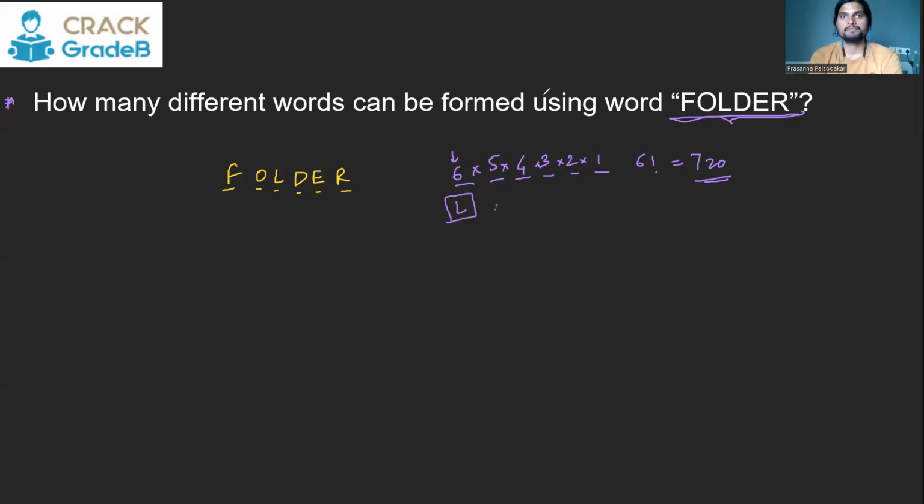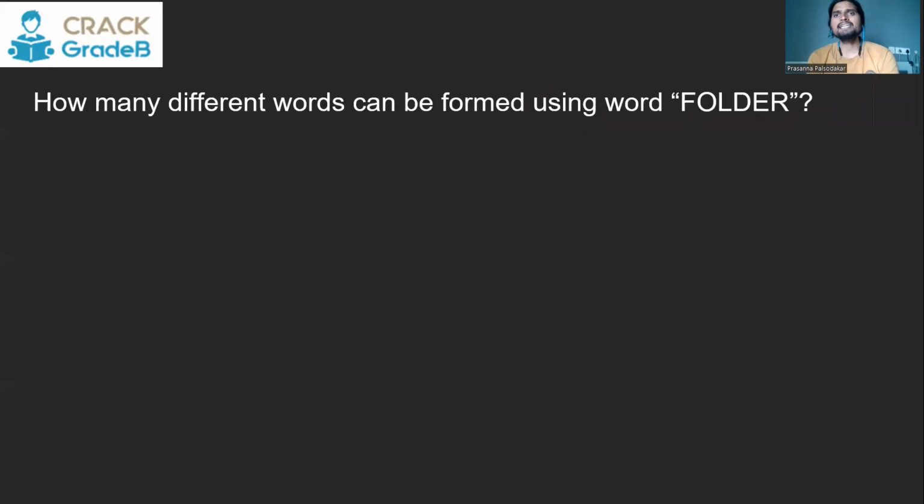I hope you got this. So basically, when I say how many different words can be formed, what I'm doing here is arranging those letters. F goes here, L goes here, LOFDER is one of them. Look at my fingers, you are basically arranging those. How many different ways can you arrange?